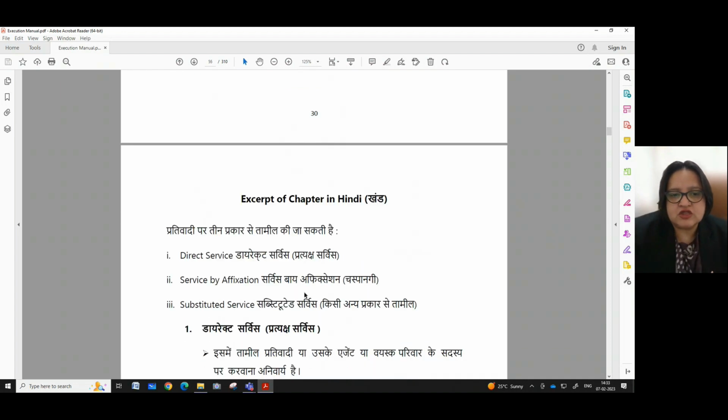We have also given the excerpt of the chapter in Hindi.